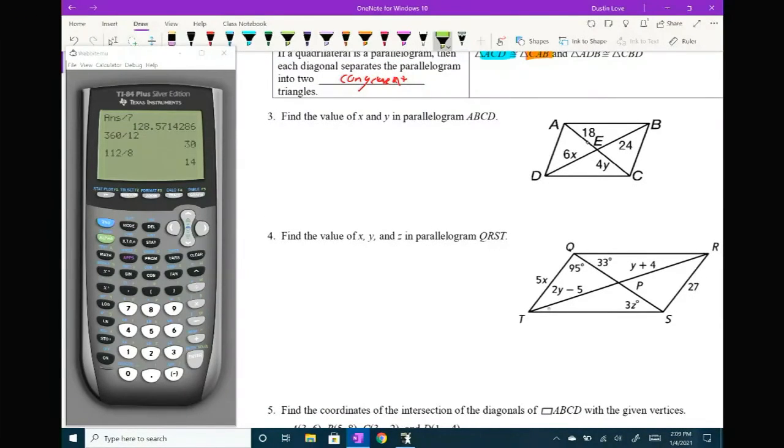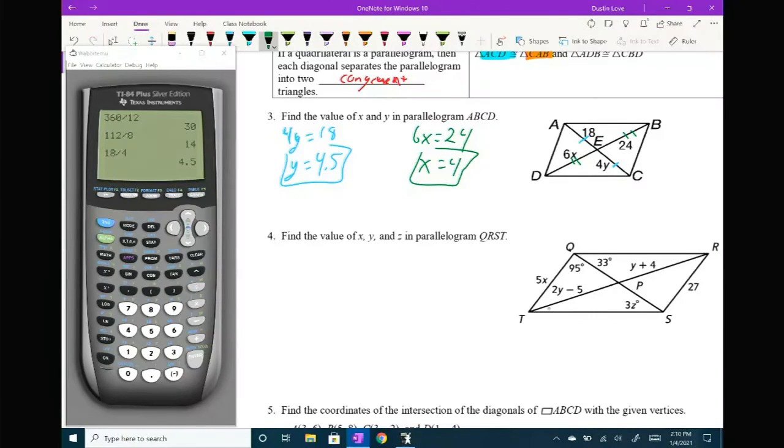I know that it's a parallelogram, so my diagonals bisect each other, which tells me that AE is congruent to EC. So 4y is equal to 18. We'll divide both sides by 4. 18 divided by 4 comes out to 4.5. Now, I also know that DE is congruent to EB, so I know that 6x is equal to 24. Divide both sides by 6, and I get x equals 4.